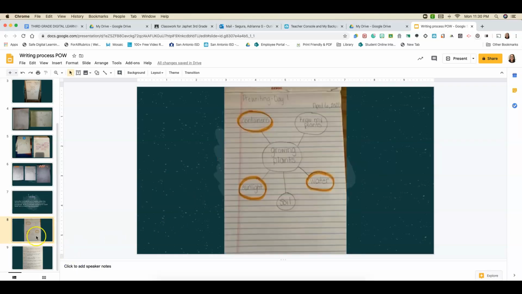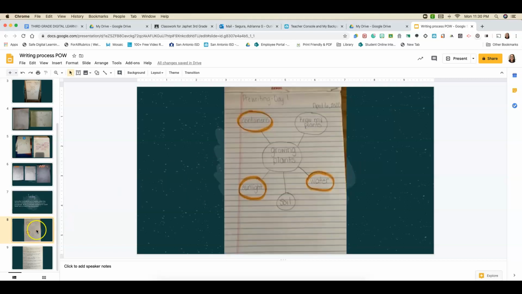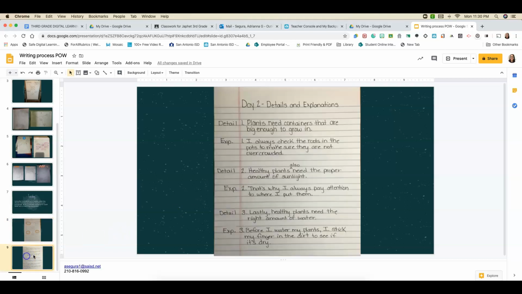So today, yikes, it's just jumping all around. So today, like I said, you're going to choose 3 details. Okay, you are going to make a complete sentence out of each detail, and you are going to add an explanation sentence. So each detail will make 2 sentences. So you will have 2, 4, 6 sentences when you are done. 1, 2, 3, 4, 5, 6.